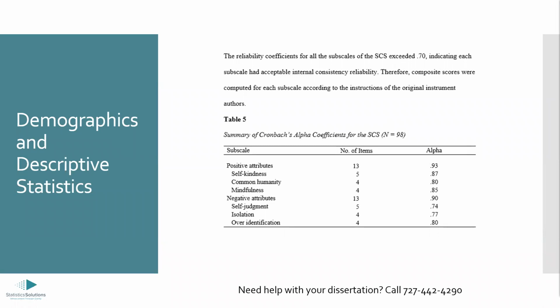And then here's an example of how you might present reliability coefficients. So here we have a table where we present the number of items in each of our survey scales and then the associated Cronbach's alpha coefficient.